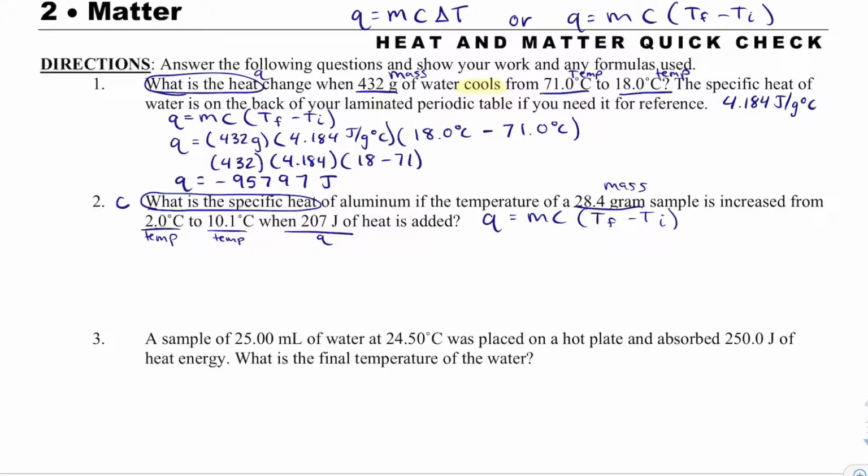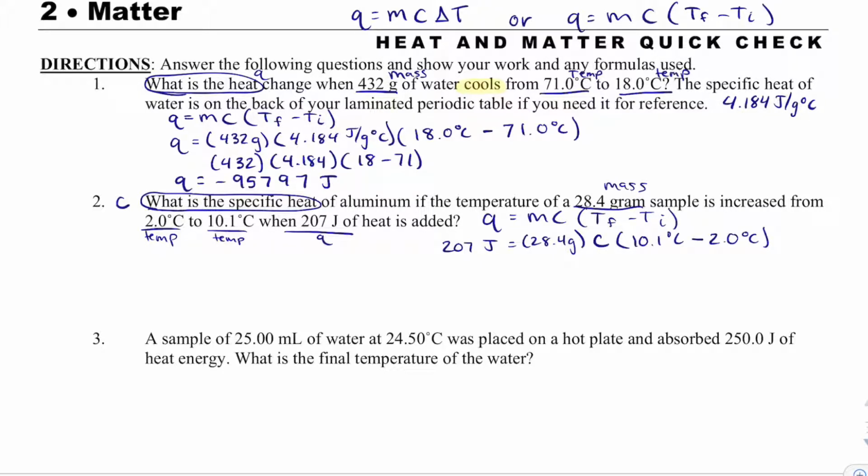Our Q is 207 joules. Our mass is 28.4 grams. Our specific heat is what we're solving for. And we are increasing the temperature of our sample, which means 10.1 degrees Celsius is going to be our final. We started that at 2.0 degrees Celsius. And I just need to solve for C.